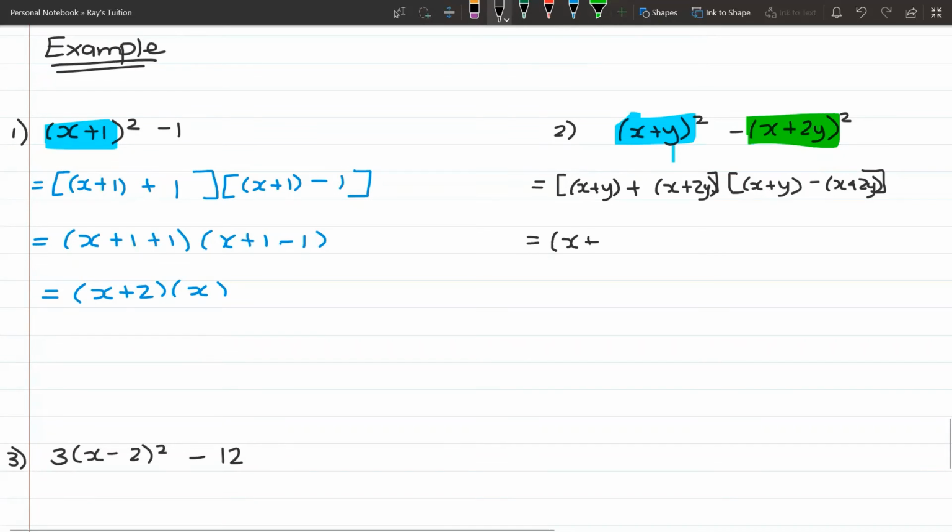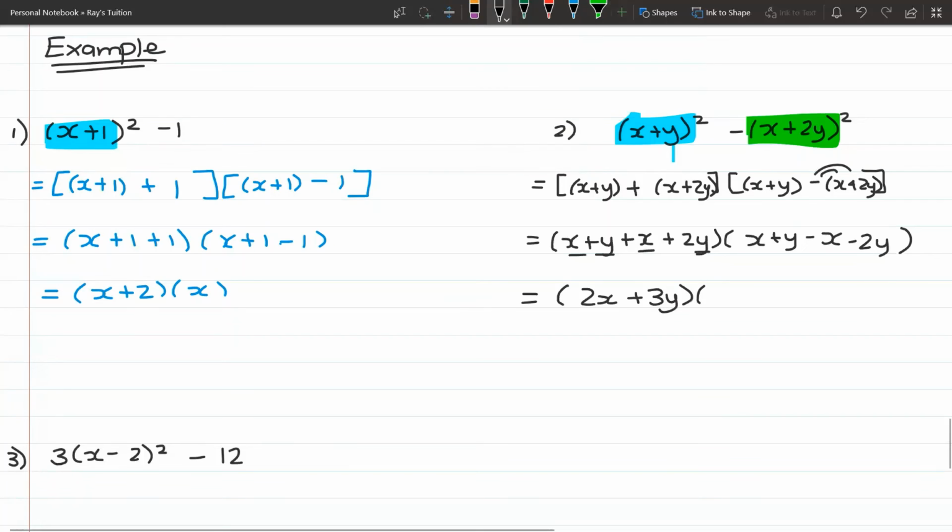This here is simply x + y + x + 2y, because the plus doesn't change the signs. But we have to be careful for the minus. We have x + y. When we distribute that minus, it becomes −x − 2y. So then this simplifies to x + x is 2x, and y + 2y is 3y, times x − x cancels out, and y − 2y is −y.